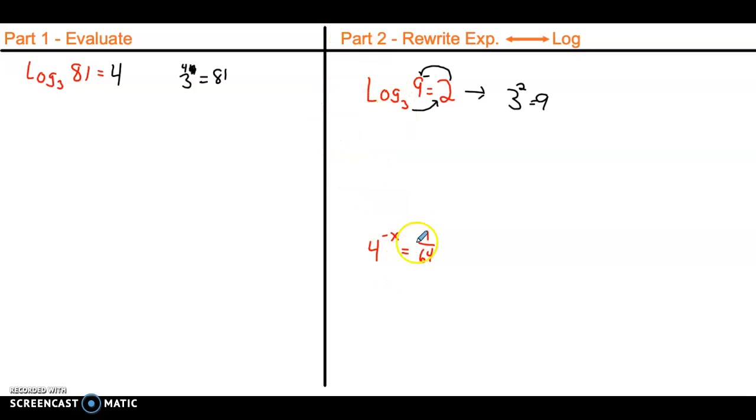Okay, go in the opposite direction. We have an exponential function. We are going to write this as a logarithm. The base of the exponential is always the same as the base of the logarithm. So it's a log base 4. Remember, the exponent is the answer to the logarithm. So the thing that the exponential equals is the thing we're taking the logarithm of.